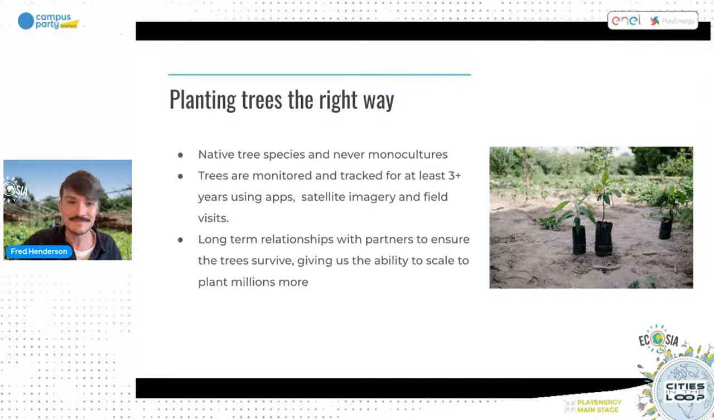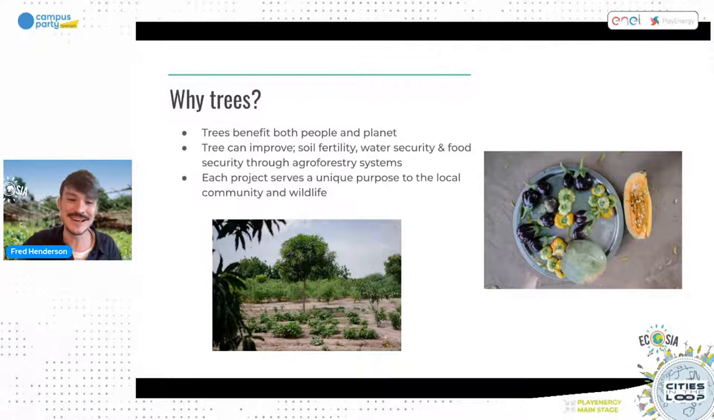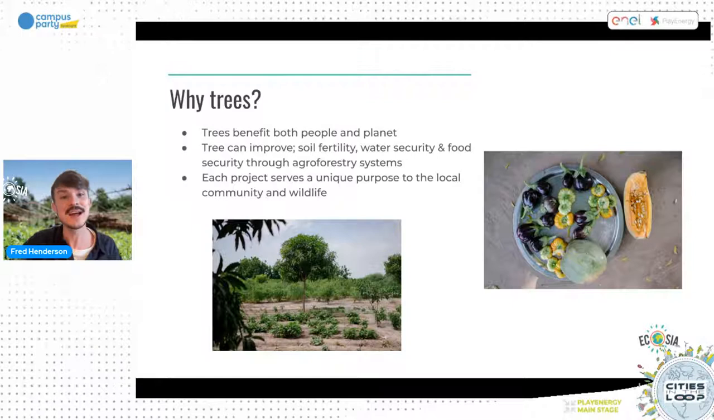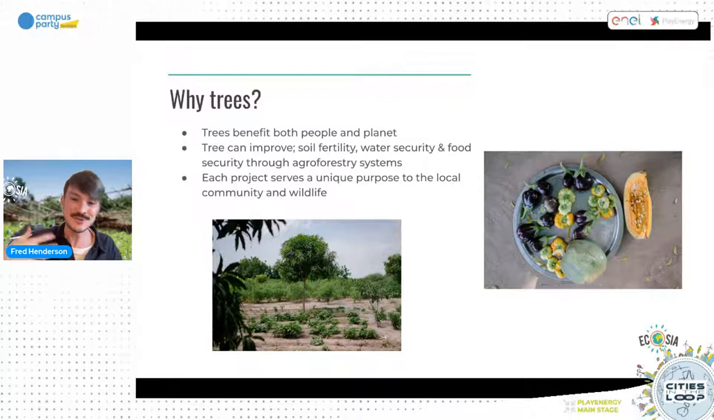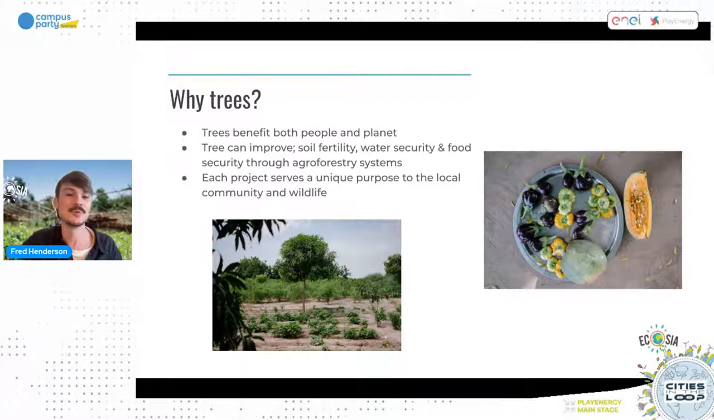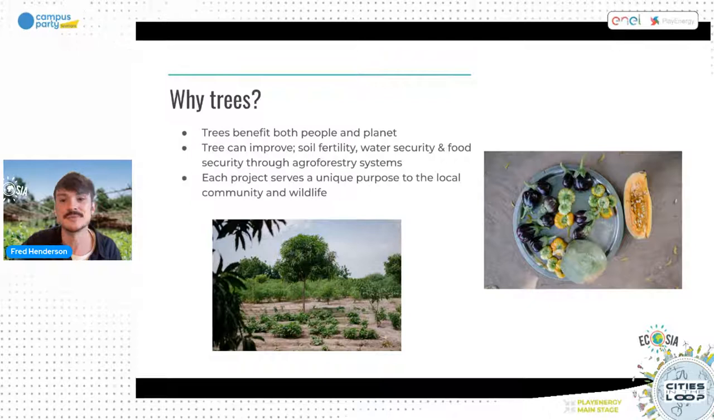And another question that gets asked is, why trees? Why does Ecosia use its profits to finance tree planting projects? Well, trees benefit both people and planet. It's not just to reduce carbon from the atmosphere, although trees are excellent at doing that, but it's also to support the local communities through things like agroforestry systems, where we're planting trees alongside crops, because trees can help the soil fertility of the land, which ultimately leads to higher crop yields and a better harvest for farmers.